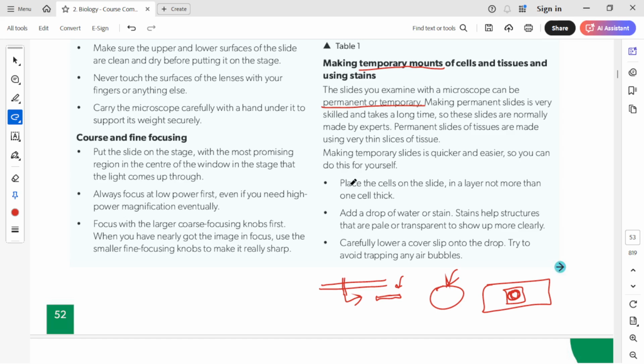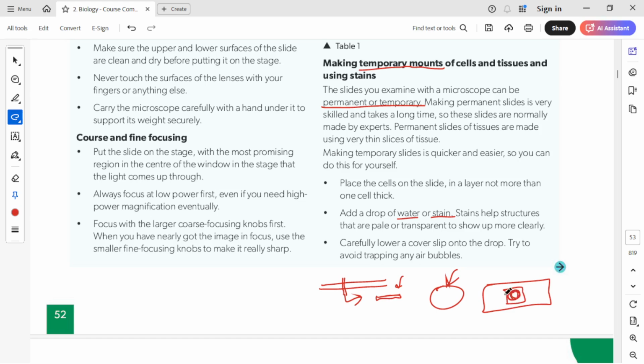So first of all, place the cells on the slide. You have placed the cells, and then in a layer not more than 1 cell thick, add a drop of water or stain. What is the role of a stain? Water is transparent, but stains are absorbed by certain molecules present inside the cells. So you can see a clearer picture if they take up the stain. You will see a colored picture of the cells. So that will even give a better resolution.